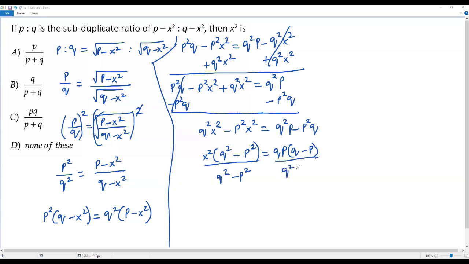Let me do it, q square negative p square. So this q square negative p square and q square negative p square will cancel out. I'm getting x square equals qp, and this qp can also be written as pq times q negative p.